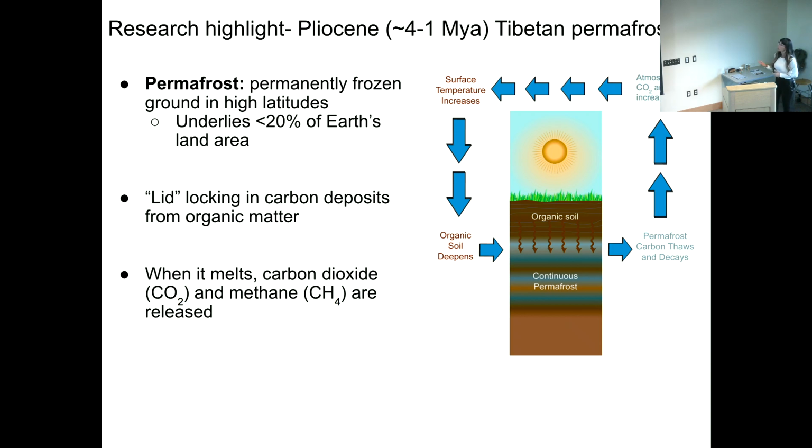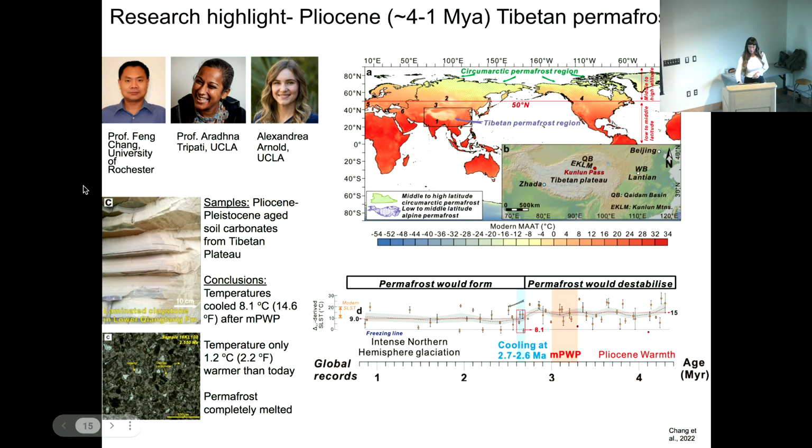And so time periods where this type of melting may have been occurring have been a target for paleoclimate to try and understand how this affected temperature. This research was performed by Professor Feng Chang from the University of Rochester, Professor Aradhana Tripathi from UCLA, and Alexander Arnold, who's a graduate student at UCLA. This was a picture of their samples here. So these are the Pliocene to Pleistocene aged soil carbonates from the Tibetan Plateau. This was the region right here of the permafrost in Tibet.